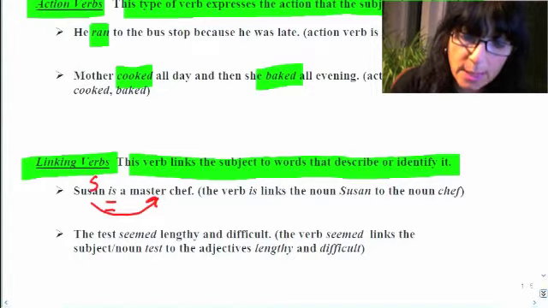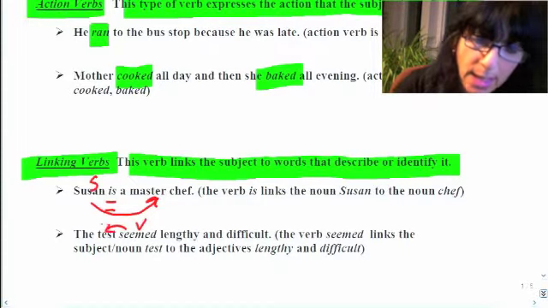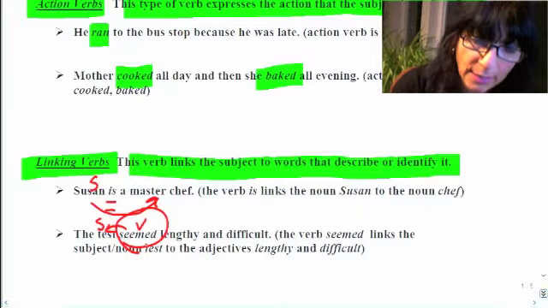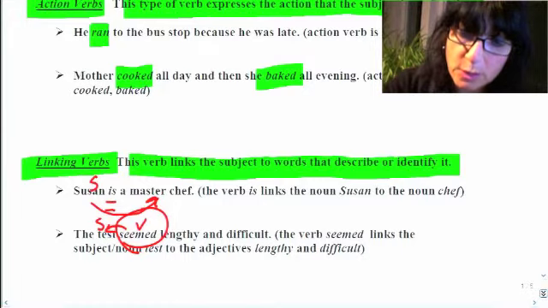In the next example, the test seemed lengthy and difficult. Your verb here is seemed. The subject is test. And so this is a non-action verb. It's a linking verb because it's linking the fact that the test is lengthy and difficult. So it's giving you a little bit more information about the subject of the sentence.